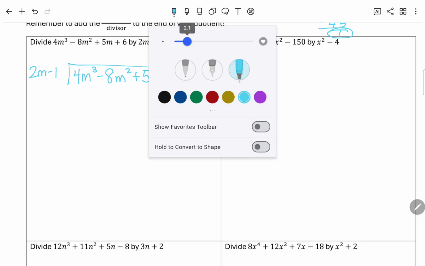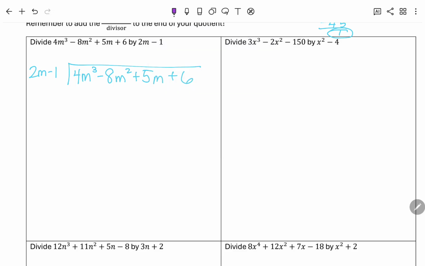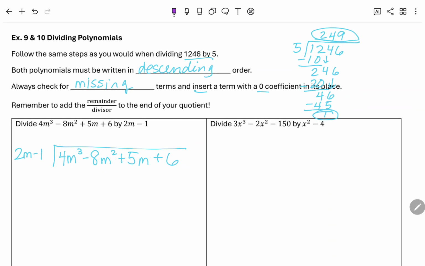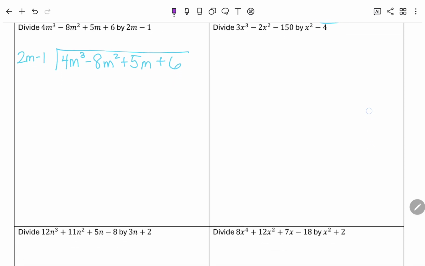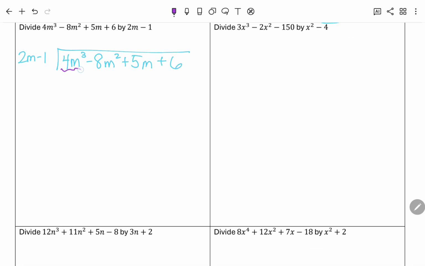Okay, first thing we want to do is ask ourselves, remember, coming back up to here, we always wanted to be able to move on down the line and get rid of whatever was right here in the beginning. In this case, we were trying to get rid of 12, then we were trying to get rid of 24, then we were trying to get rid of 46. So here we're trying to get rid of this 4m cubed. Right now I have 2m. Just focus on this right here.